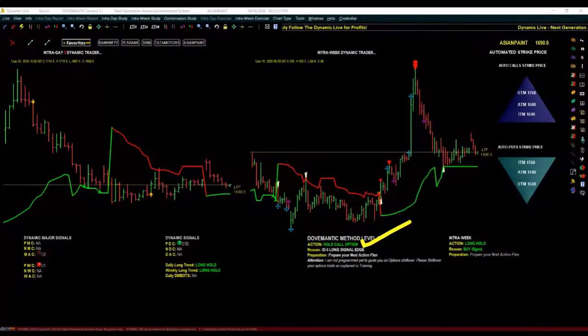So hold on to it. Don't panic. You don't have to have any fear. Just hold on to it. Wait until it very clearly tells you exit call option now. That is when you can go ahead and exit the trade. Now he also wants to check Bharti Airtel.